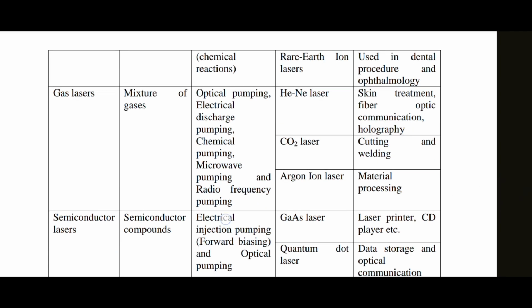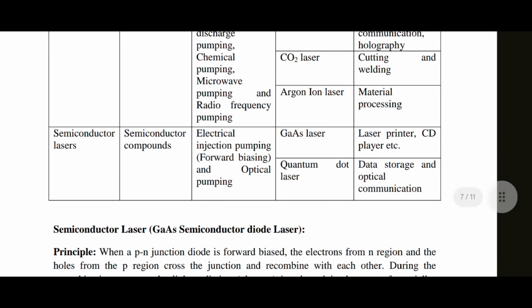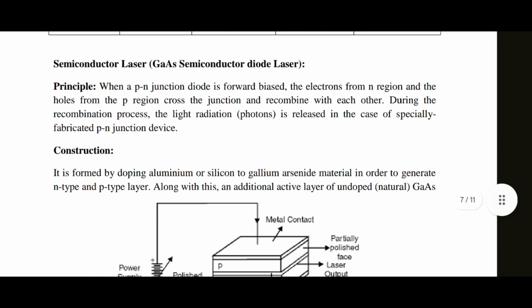And this carbon dioxide laser: cutting and welding. Argon ion laser: material processing. Gallium arsenide laser: laser printing, CD player. Quantum dot laser: data storage and optical communication. The semiconductor laser, explanation of this semiconductor laser.